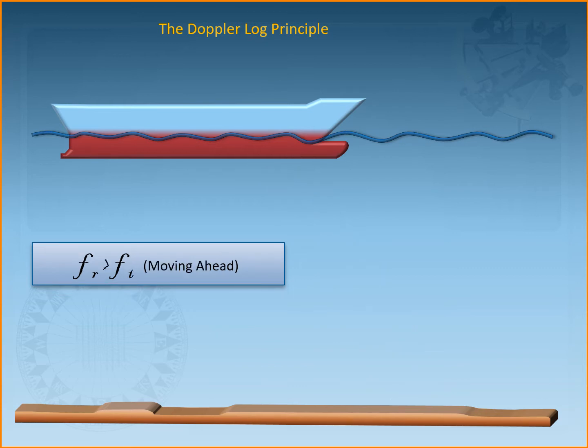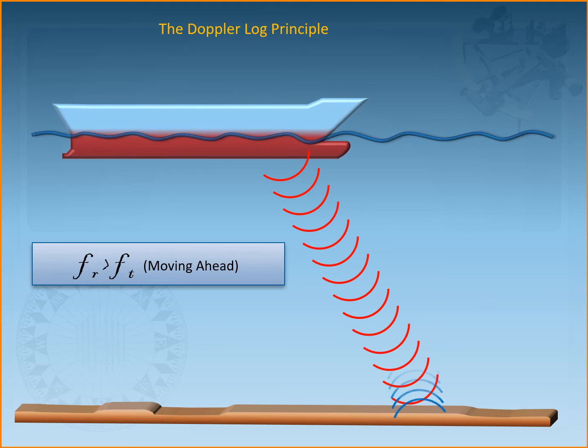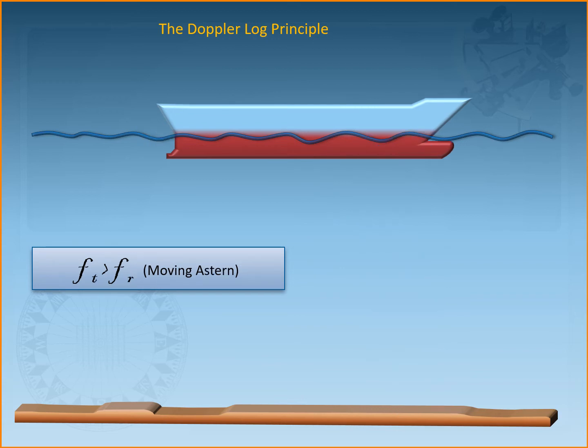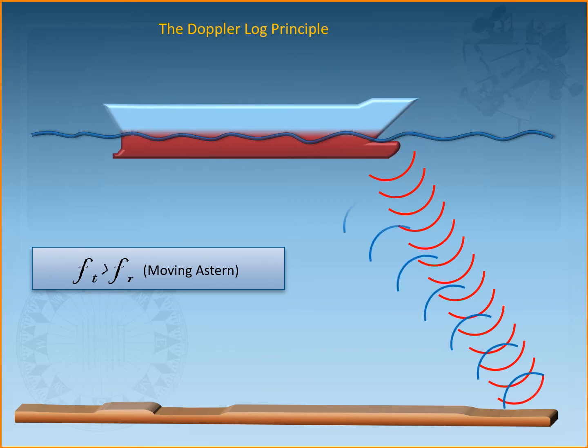ship is stopped. In the second case, where the ship may be moving ahead, you will see that the frequency received will be greater than the frequency transmitted. So the red beams are the frequency transmitted and the blue is the frequency received, and you can see that when the ship is moving ahead, the frequency received will be more than the frequency transmitted. In the third case, you will see that the transmitted frequency is larger than the received frequency, which in this case would mean that the ship is moving astern.